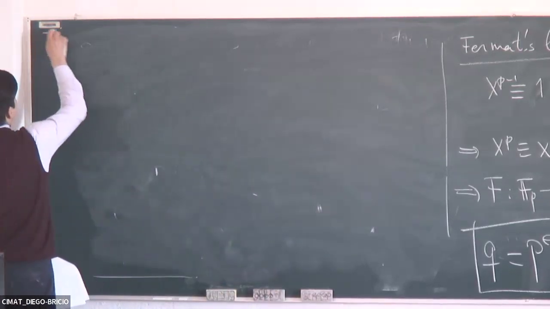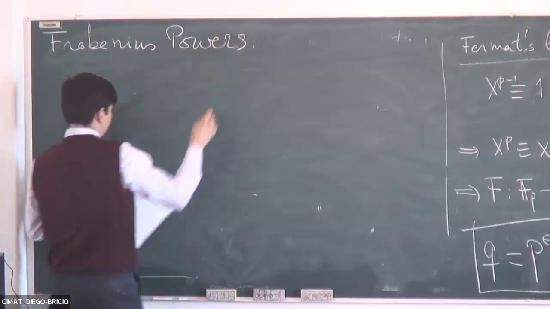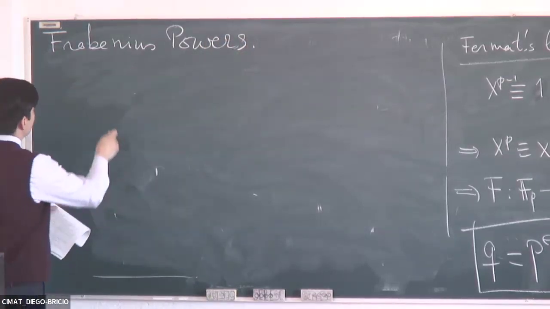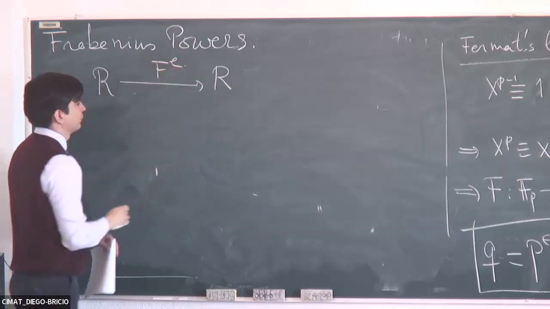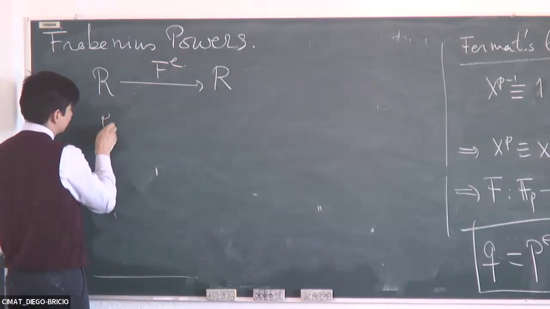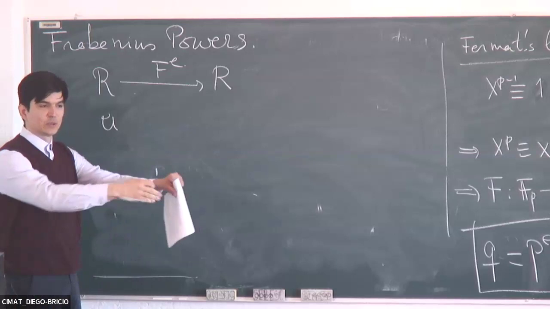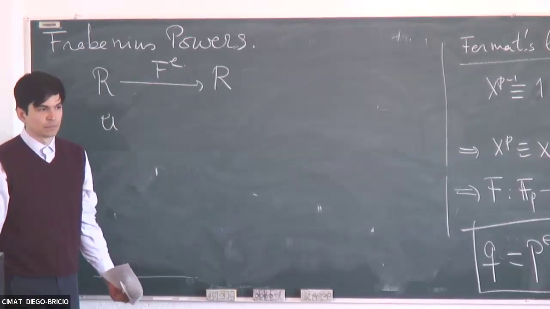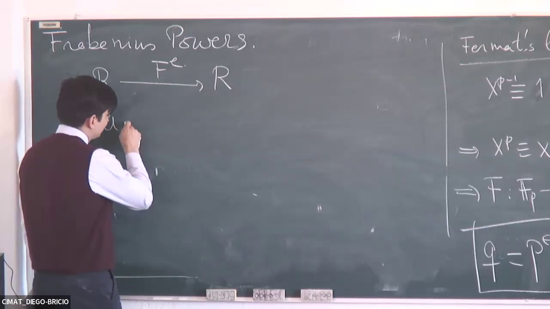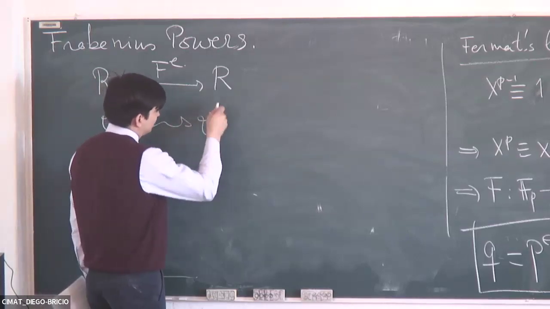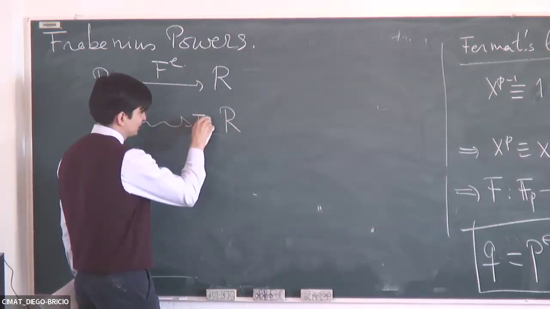So, Frobenius powers. You have your Frobenius, and suppose that you have an ideal here. You can extend it, right? If you have an ideal, you can extend it across any homomorphism of rings. What is the notation for extension? Well, you can extend it to here, across Frobenius. So technically speaking, what I'm doing is this.